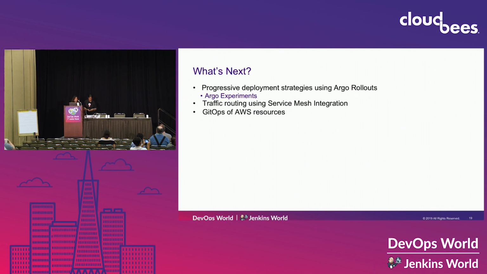What we are working on next, we are working on Argo experiments next. In this modern world, you would want to run multiple versions of your software as experiments, and it should be very easy to swap between the versions, and it should be very easy to analyze those versions. So we are working on Argo experiments next.